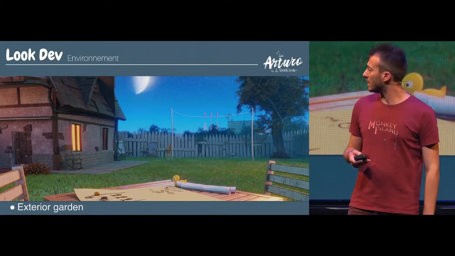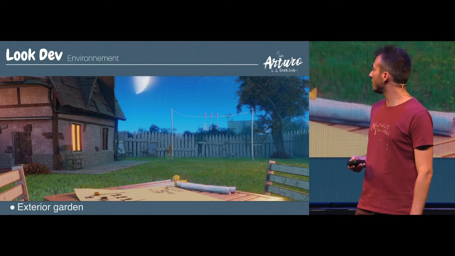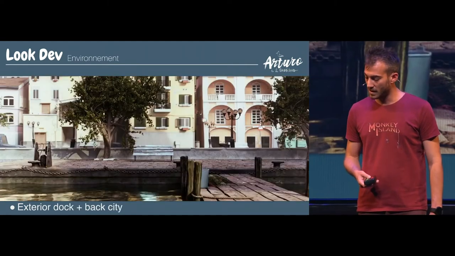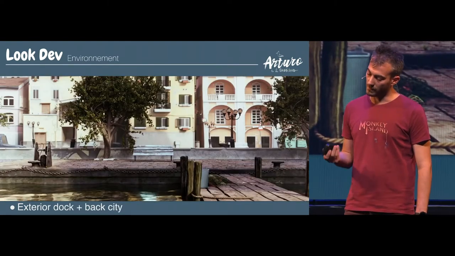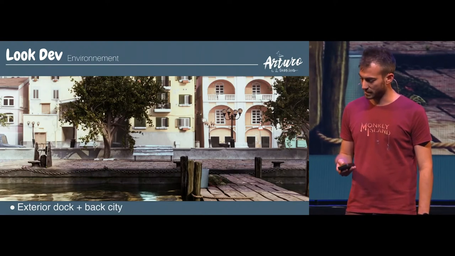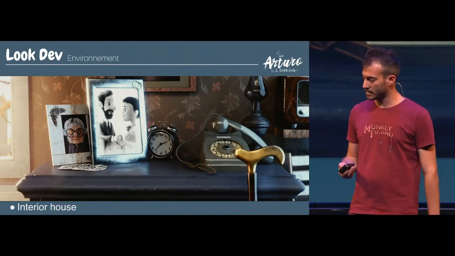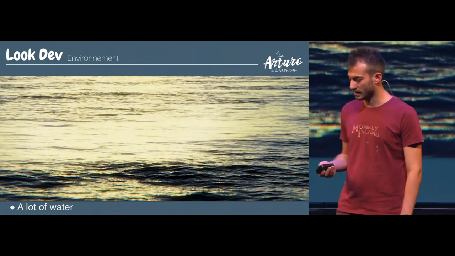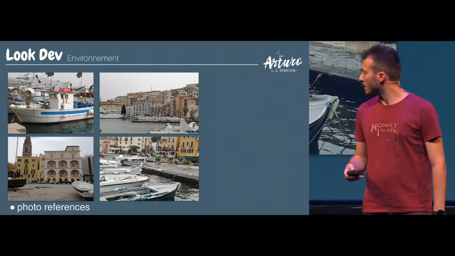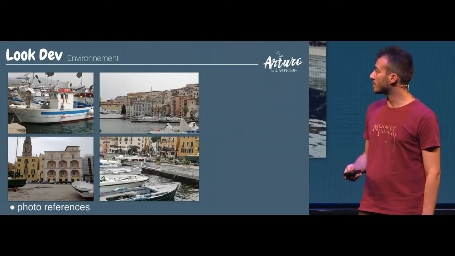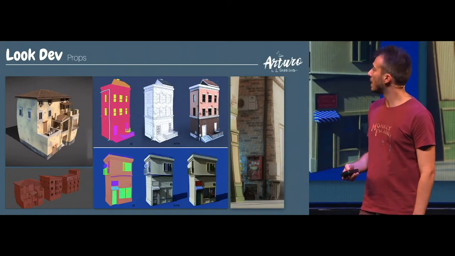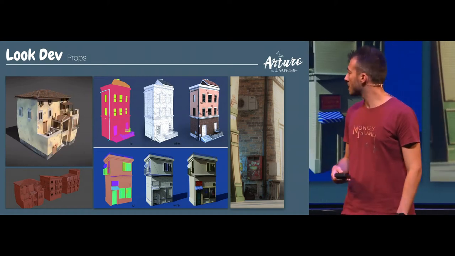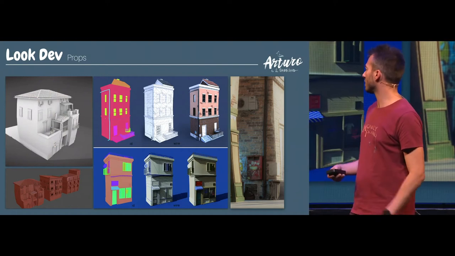Now the environment. In this movie we have four environments. The exterior, the dock, where we have a lot of buildings and a lot of props in this environment. The interior house. Luxury Street, and a lot of water in this movie. So, a lot of water. And we made a lot of photo references for the dock in particular, and also a lot of props of buildings, almost 15 buildings that populate the scene. And it was very weird, this scene.